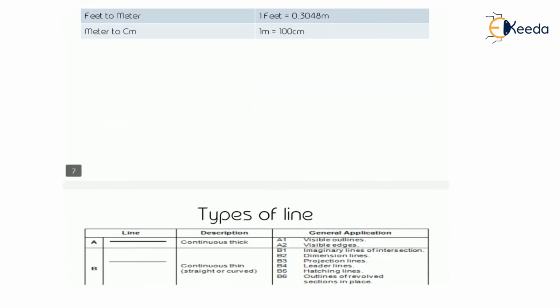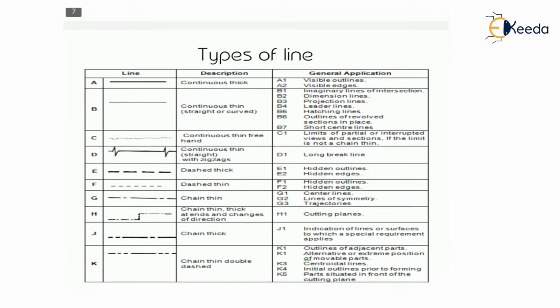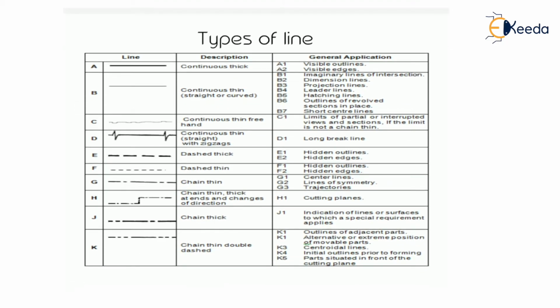Okay. Now the types of line. There are different types of line and their applications. First one is the continuous thick line. Continuous thick line is applicable for visible outlines and visible edges.